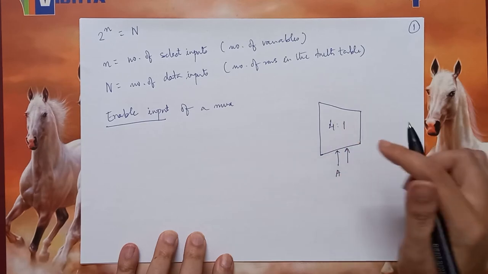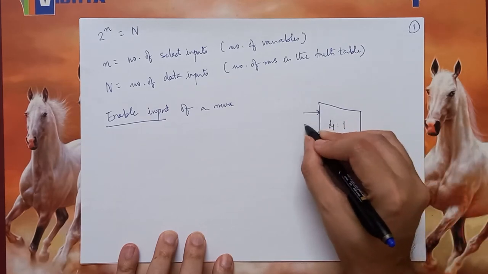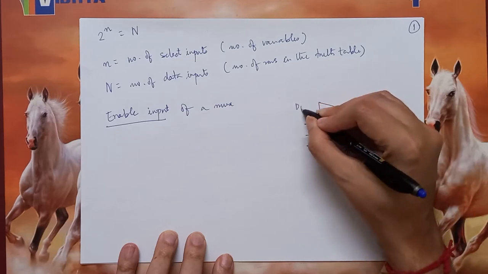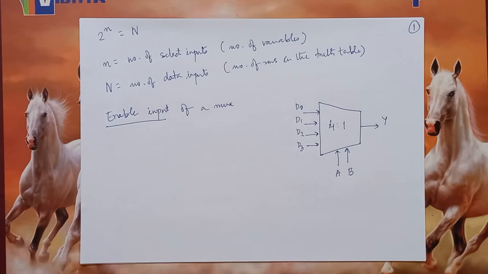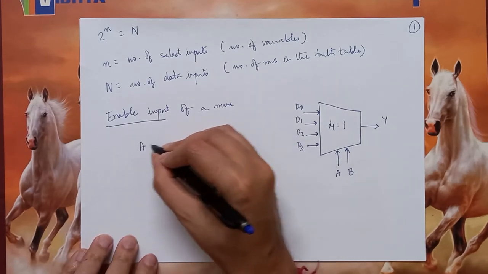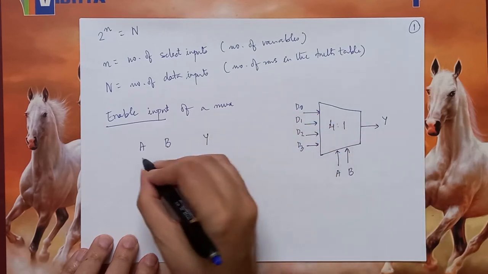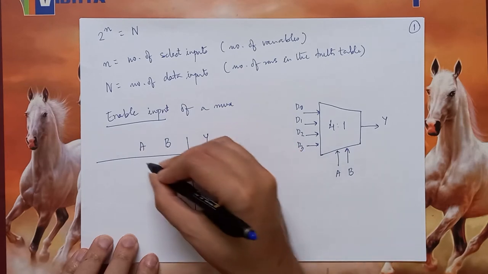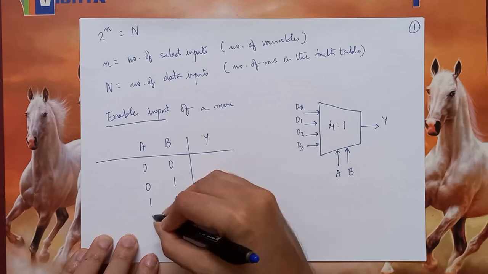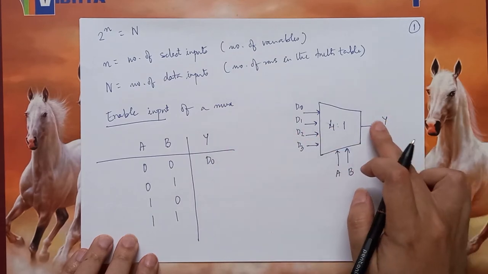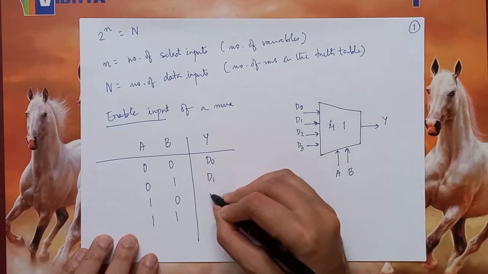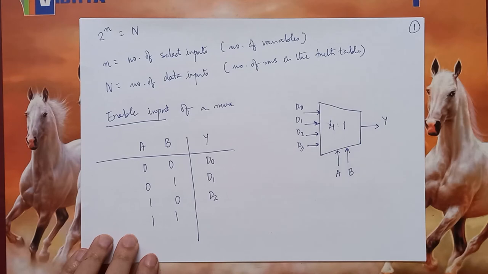Suppose a 4:1 MUX means 4 data inputs, so 2 select inputs. This is what it looks like. Under normal conditions, this is what the truth table looks like. When A and B are both 0, Y gets connected to D0. When A and B are 0 and 1, Y gets connected to D1. Likewise, when it is 1 and 0, it gets connected to D2, and when it is 1, 1, it gets connected to D3. This is the operation that we know.